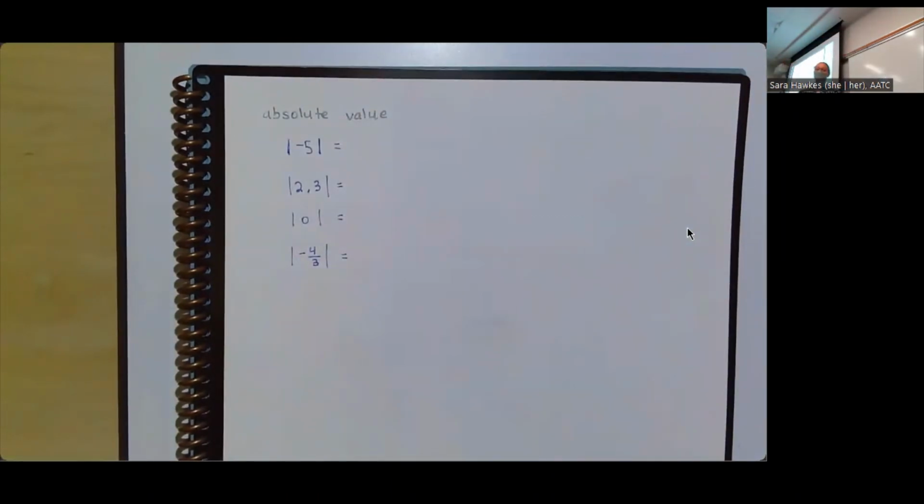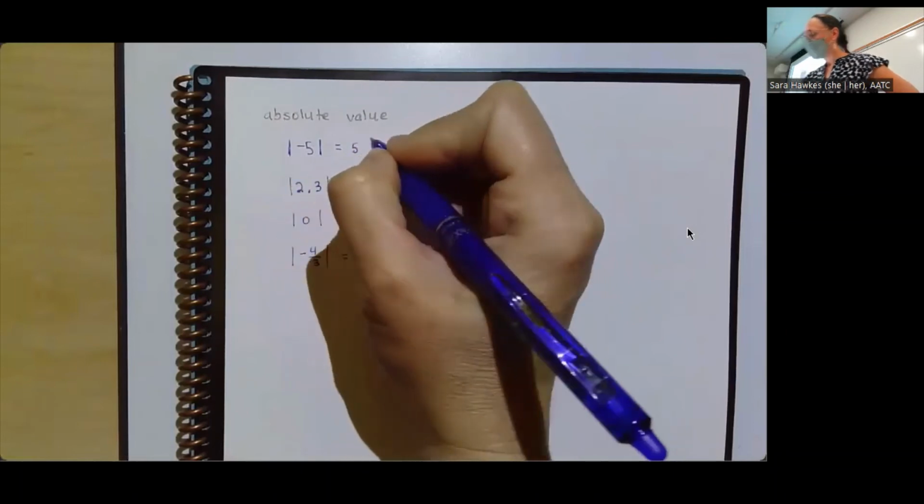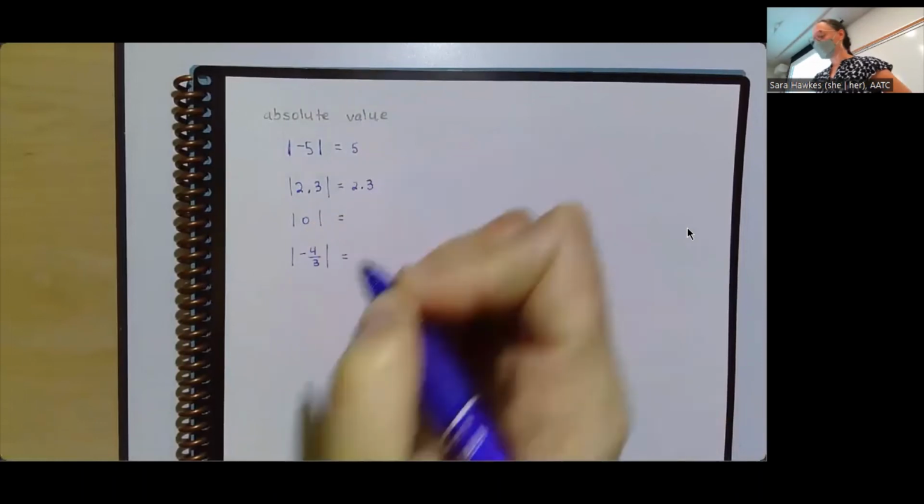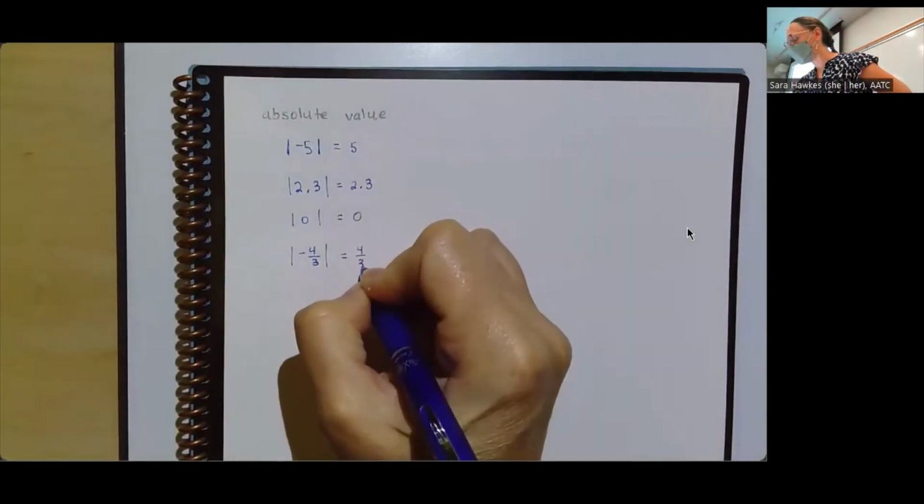What we usually think about, or the phrase that usually comes out when we say absolute value, is either that sometimes you hear, oh, you just get rid of the sign, or that it makes everything positive. It's pretty much fine to think about it that way. So the absolute value of -5 is 5. The absolute value of 2.3 is 2.3. The absolute value of 0 is 0. And the absolute value of -4/3 is 4/3.